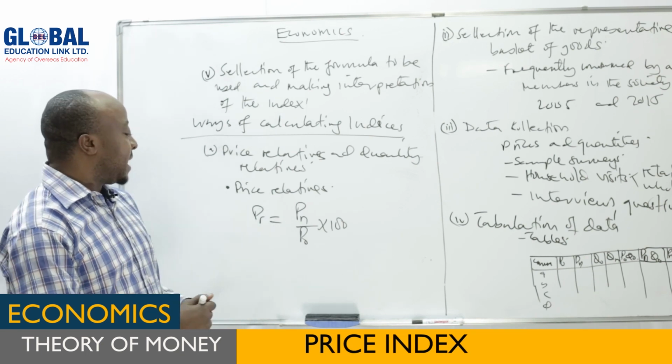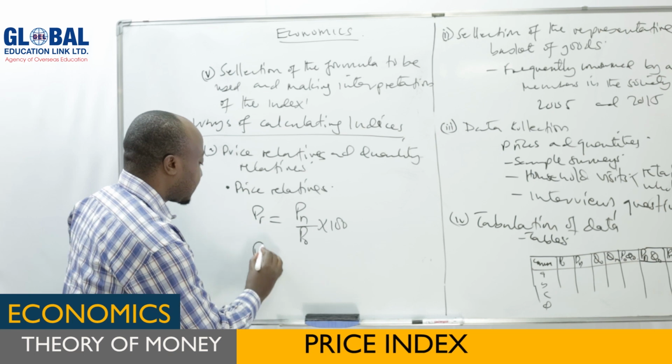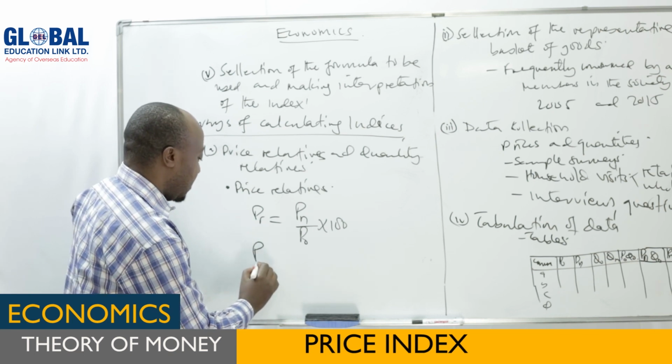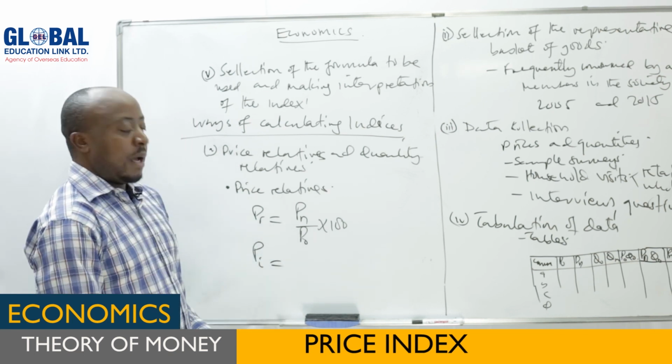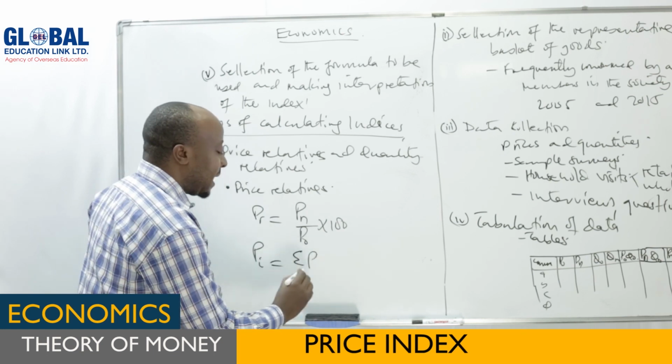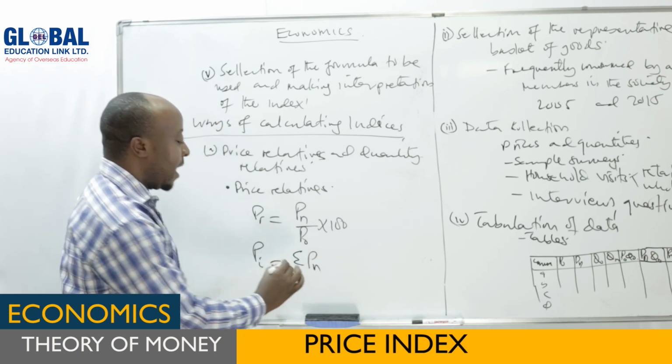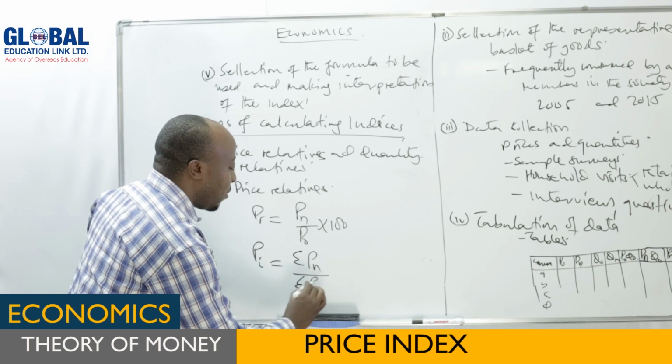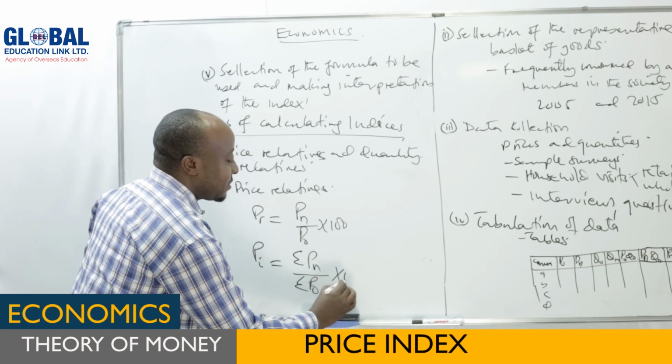Now if you want to calculate the average price index, which is the same as the simple price average relatives, that one will be obtained by saying the simple price index will be equal to the summation of all prices in the current year divided by the summation of all prices in the base year, then times 100.